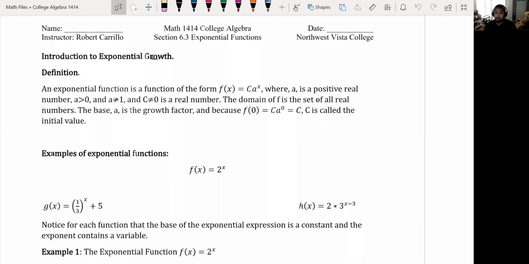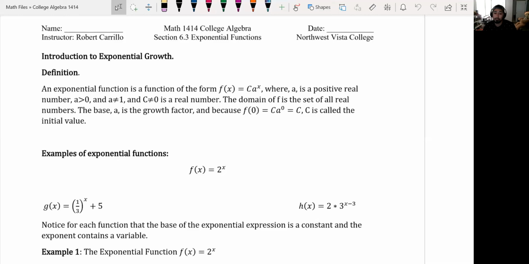Okay, so the definition of an exponential function is a function of the form f of x equals c times a to the x, where a, the base, is a positive real number, and the base has to be greater than 0 and not equal to 1. And c not equal to 0, that is just a real number. It could be a constant or coefficient. The domain of an exponential function is the set of all real numbers.